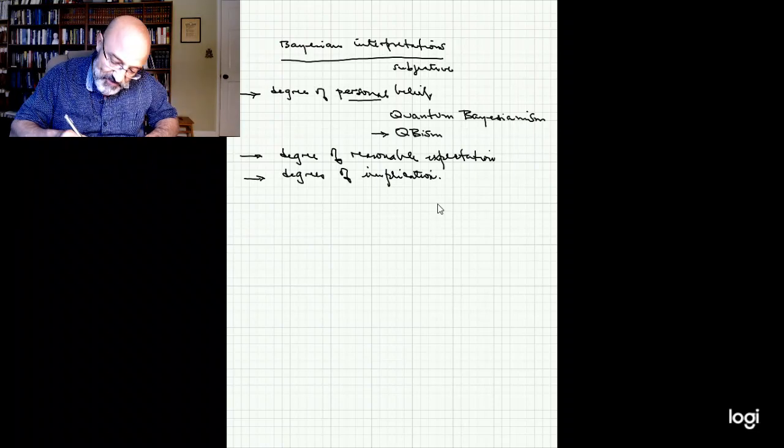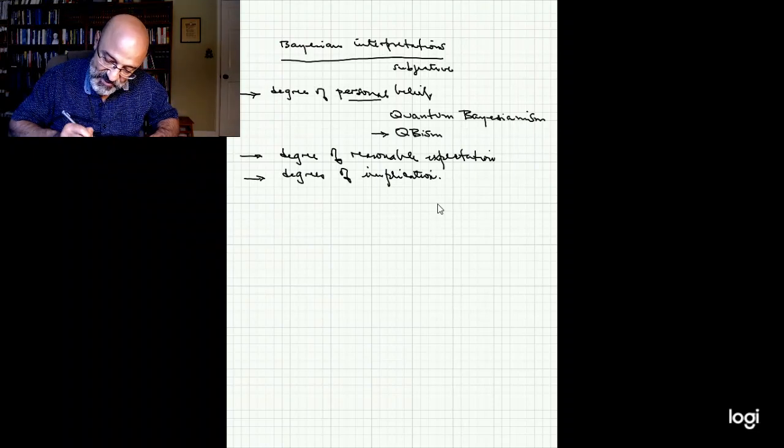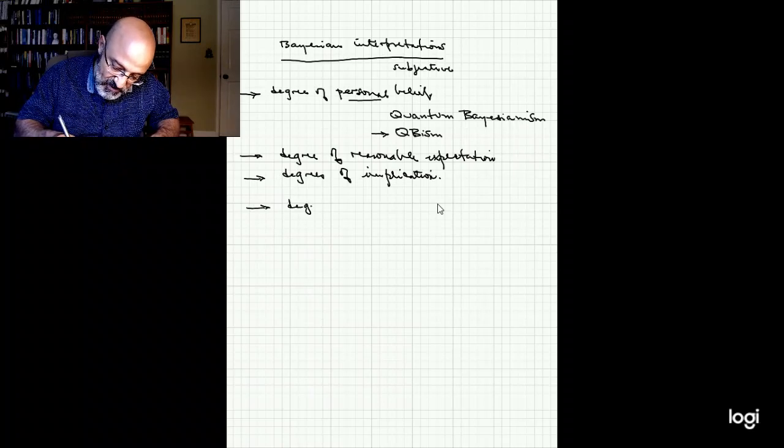I tend to favor the first one, degree of reasonable expectation, but the name I like better, which is very, very common, is a degree of rational belief.